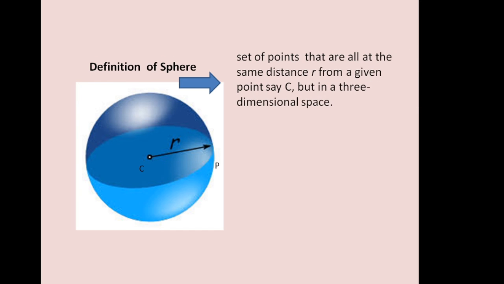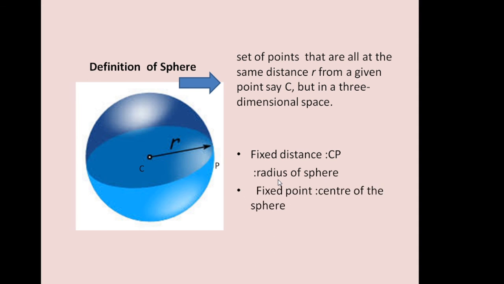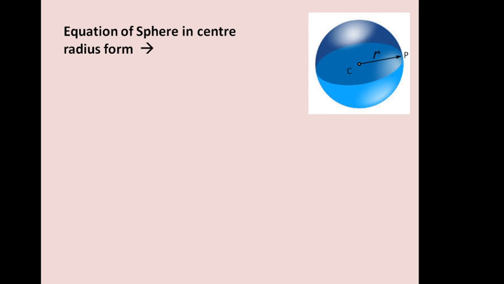So we have already seen the definition of sphere. Again, see the definition of sphere. Sphere is nothing but the set of points that are all at the same distance, or equidistant, say r, from a given point, say C, in three-dimensional space. So here C is the fixed point, and we consider r as a fixed distance. The fixed distance is called the radius of the sphere, and the fixed point, that is C, is called the center of the sphere.